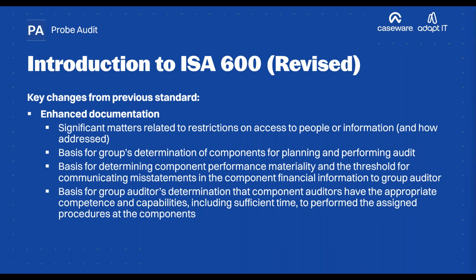All right, the basis for determining the component performance materiality and the threshold above which misstatements should be communicated. And so that's also there. How do you determine that component performance materiality? And then the basis for determining the component auditors have the appropriate competence and capabilities. That, of course, is something that we mentioned just now, to say they are part of your engagement team, so you've got to make sure that they have the appropriate competence and capabilities.